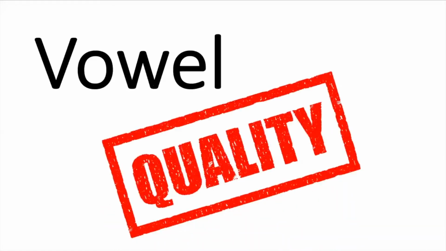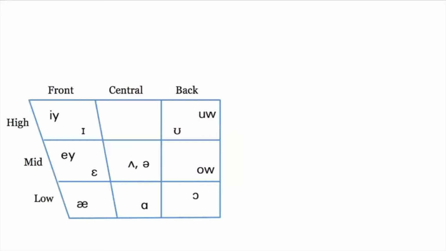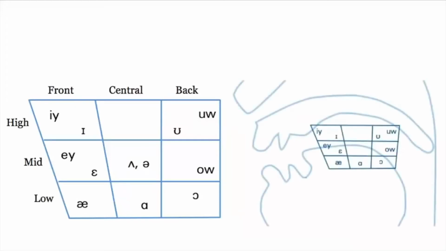So if we look first at vowel quality. Now, if we look at this chart here, you can see that these are basically all the vowel sounds in the English language and how they're generally produced in the mouth.